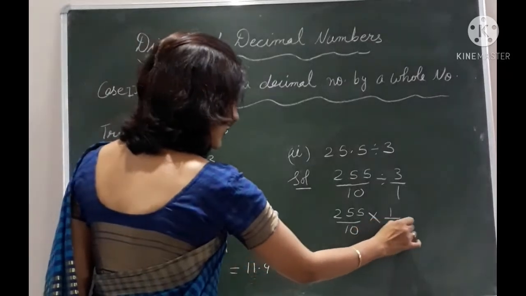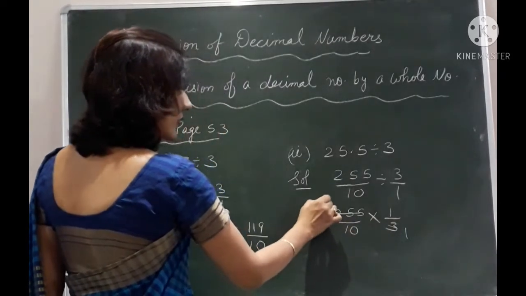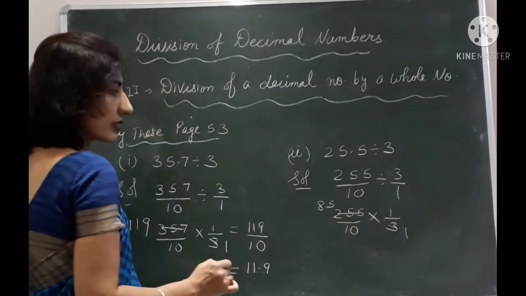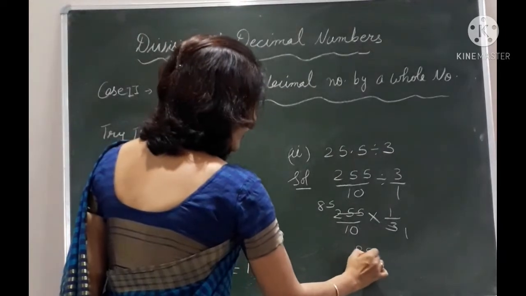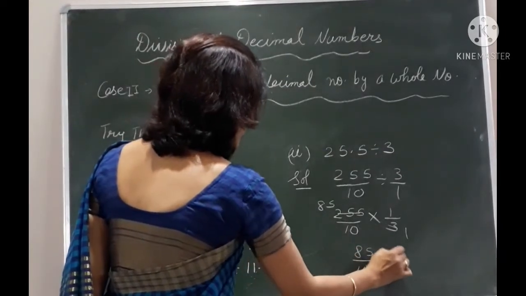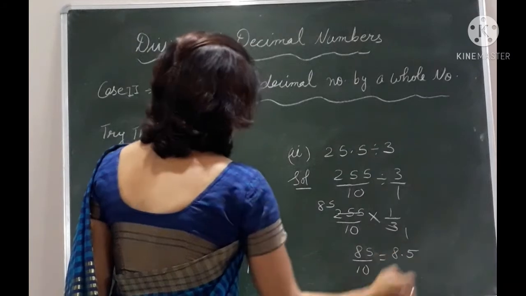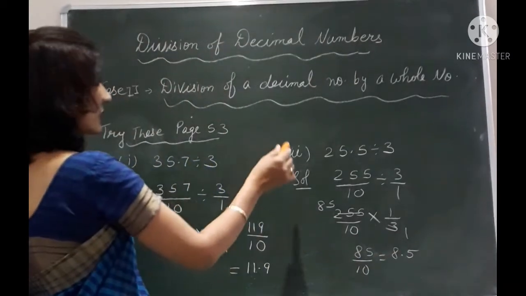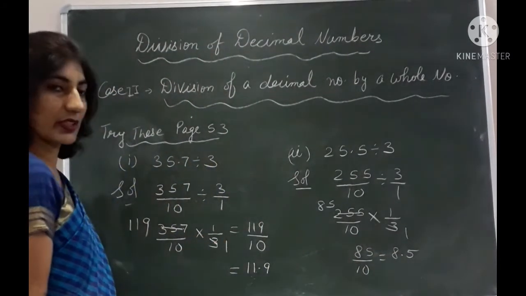Now you can cancel. 3 ones are 3, 3 eights are 24, and 3 fives are 15. So it is 85 upon 10, which is equal to 8.5. So this way division of a decimal number by a whole number can be done.